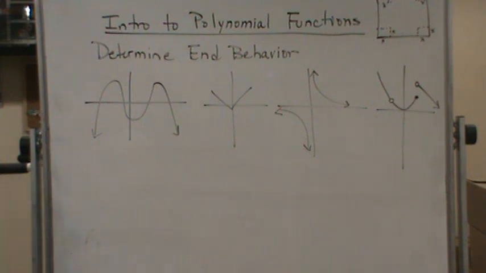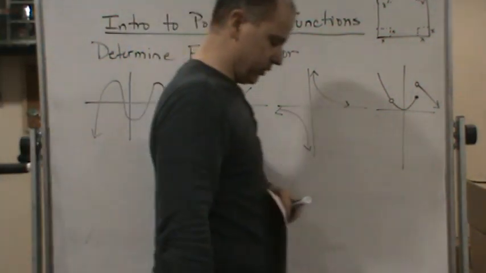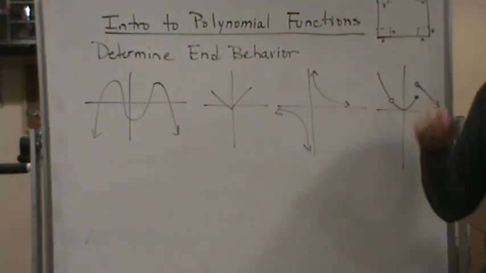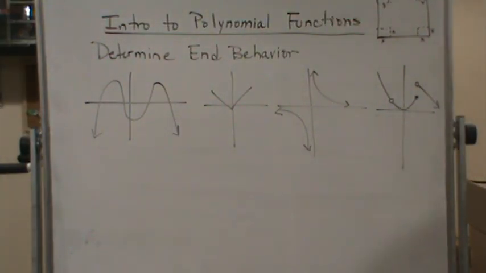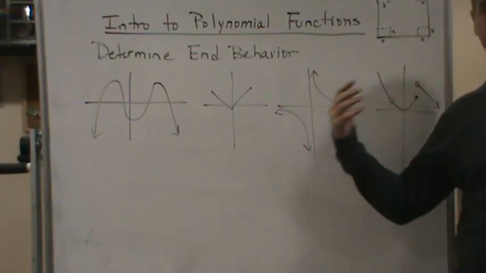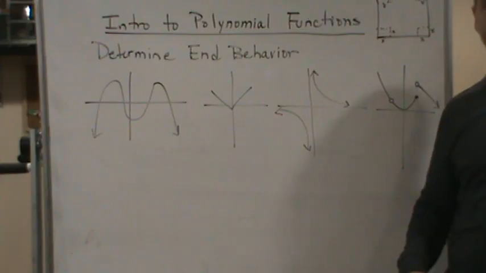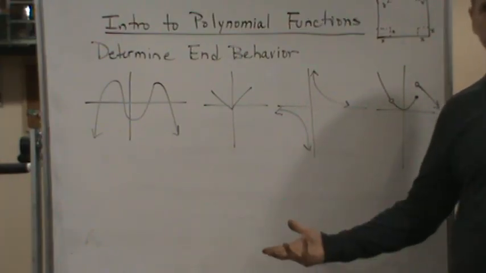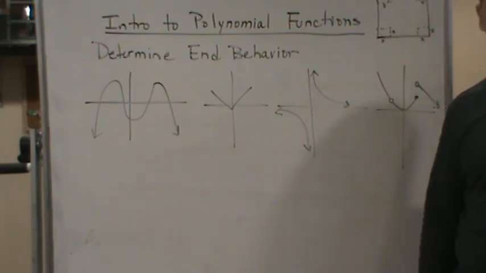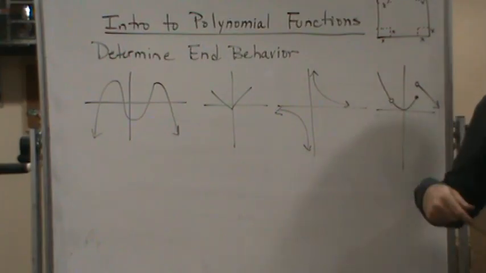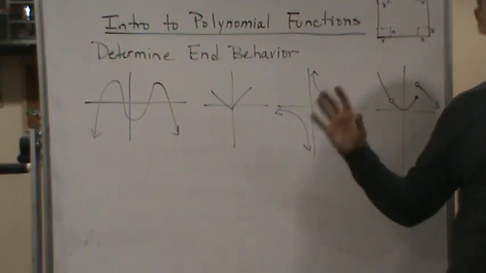All right, welcome back. So one thing we're going to do is first talk about determining end behavior of a graph, right? So to graph a polynomial function, we want to know, hey, what is the end behavior? In other words, as x goes out to positive and negative infinity, what's going on with the graph of this function? So we're going to look at analyzing polynomial functions by looking at end behavior.